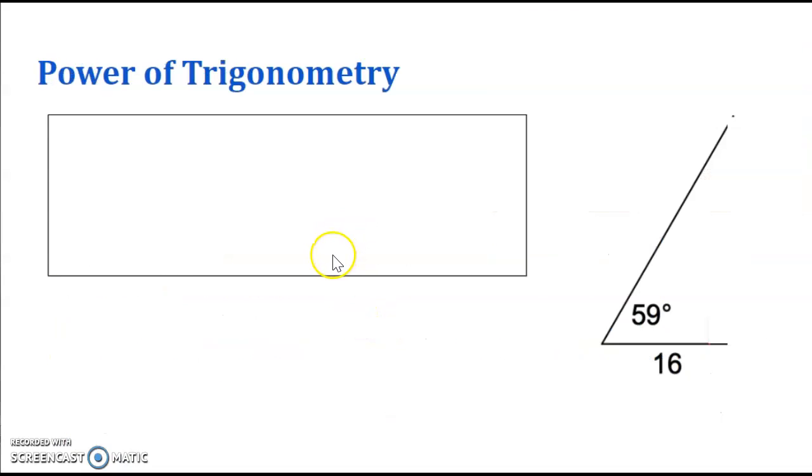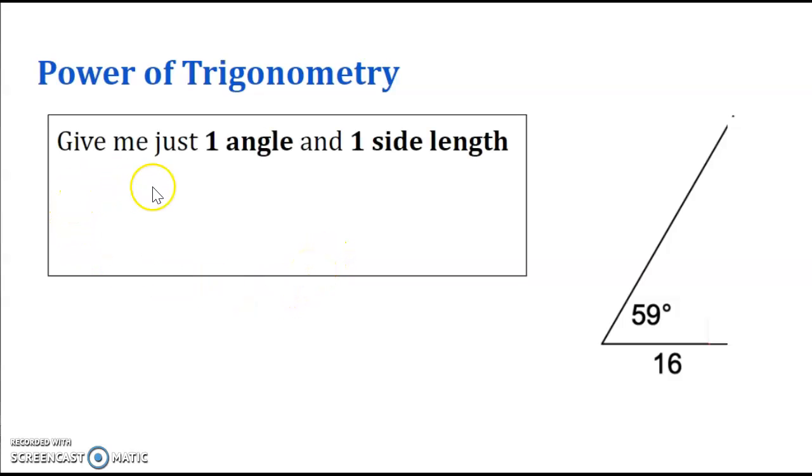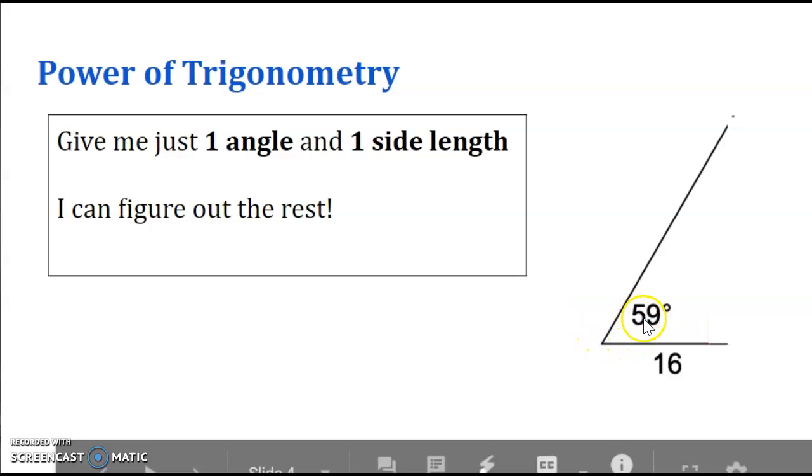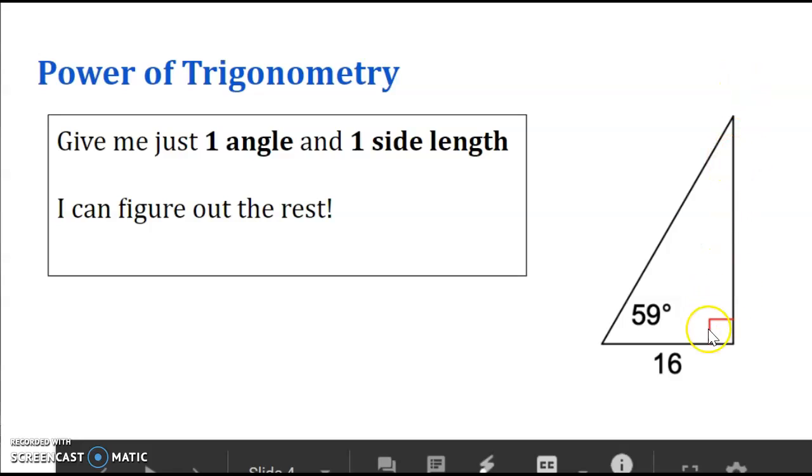So why do we care so much about trigonometry? Because it's a really powerful tool. If you give me just one angle and one side length, I can figure out the rest. For example, I am given this 59 degrees, and I am told that this length is 16 units. Then I can figure out the height, provided that the angle measured is perpendicular. So we have a right angle triangle. We can figure out the height of this triangle. We can figure out the hypotenuse. We can also figure out the other angle.